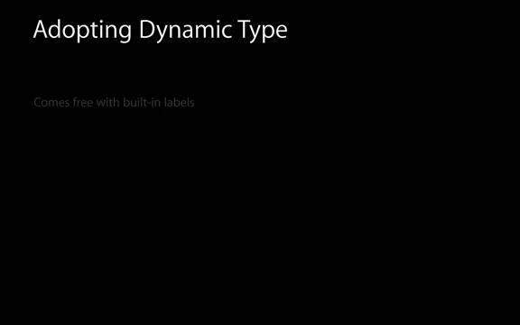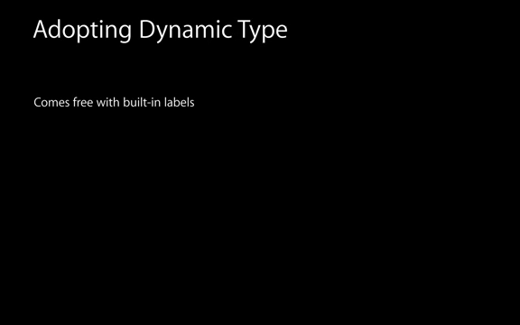Well, we can do it by using built-in labels. Built-in labels in table view cells have dynamic fonts on them automatically in iOS 8. So if you're using the text label, the detailed text label, they have already dynamic fonts, and as the user changes the text size, those labels are going to change size.